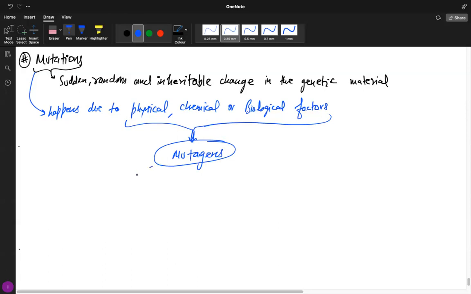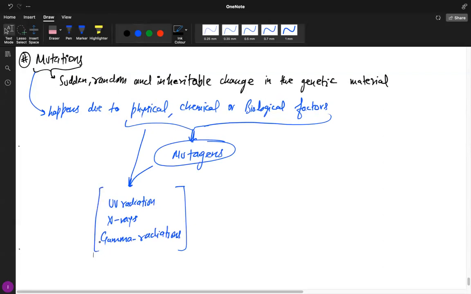If a mutagen is physical, then in the physical category, mutagens are like UV radiation. It's physical, right? X-rays can cause mutations. Gamma radiations, these are very high energy radiations, right? And how do they work? They work by providing a lot of energy to the DNA molecule. And when you give energy to any molecule, what happens? Chemistry 101. When we give energy to molecules, what happens to the molecules? Heat is generated.